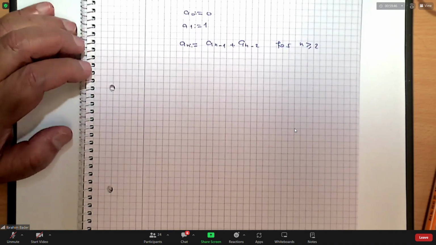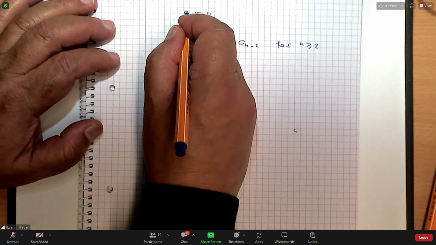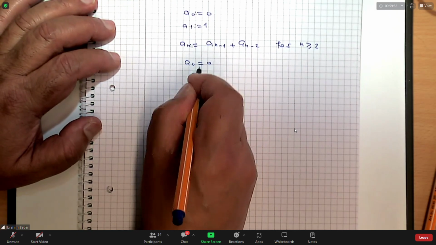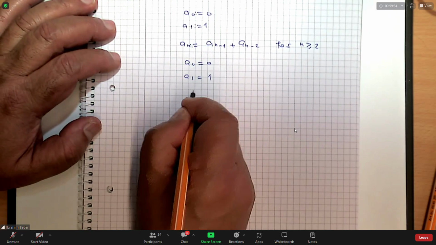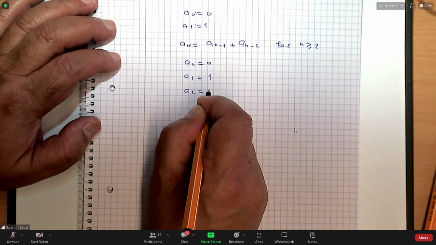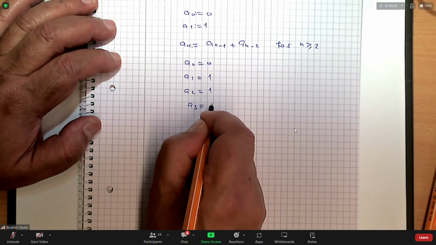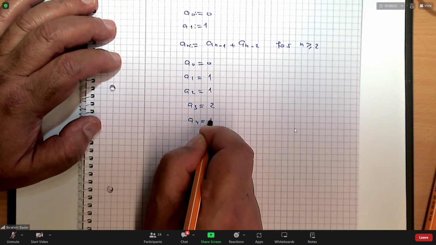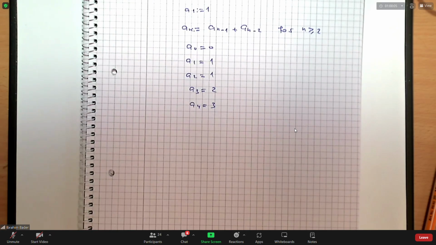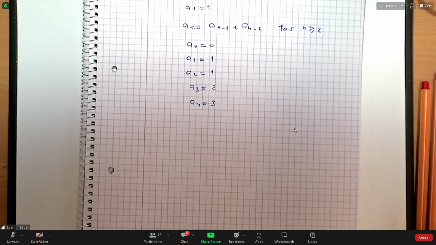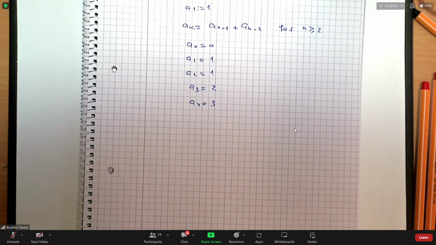Okay. And we said that we have A0 equals 0, A1 equals 1, A2 equals 1, A3 equals 2, A4 equals 3, and so on. Actually, for rabbits, you need to start at A2, right? Because otherwise, you will be terminating from 0, right? But this is the general formula.